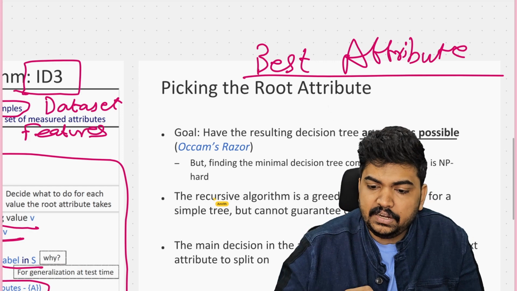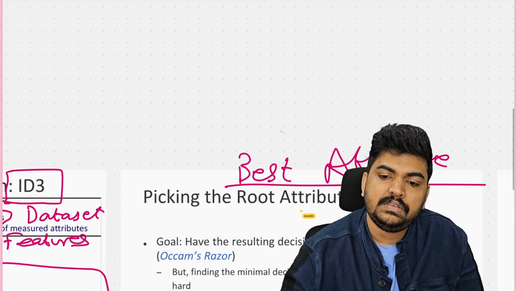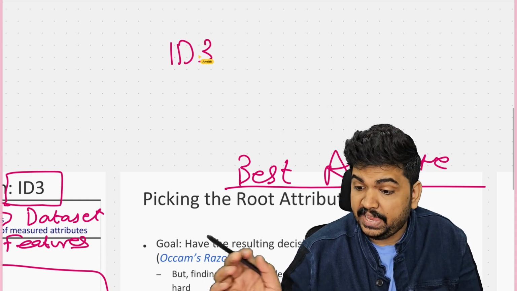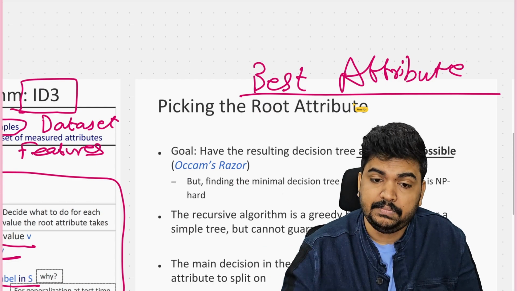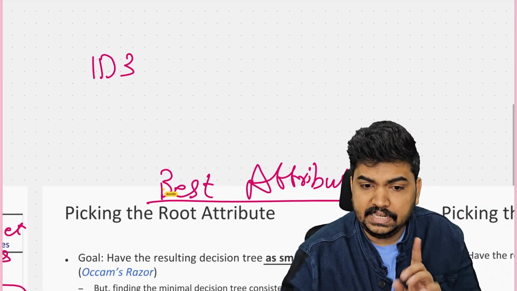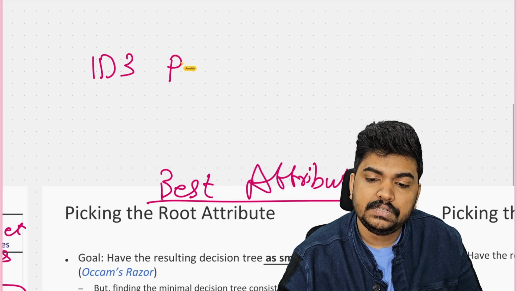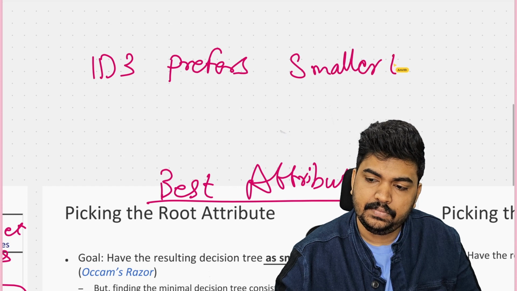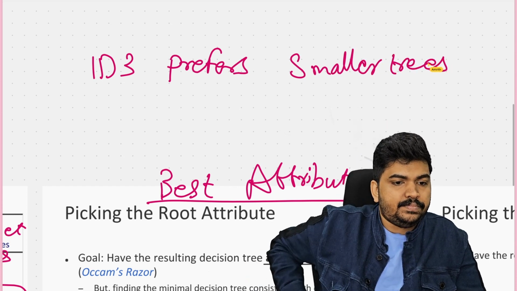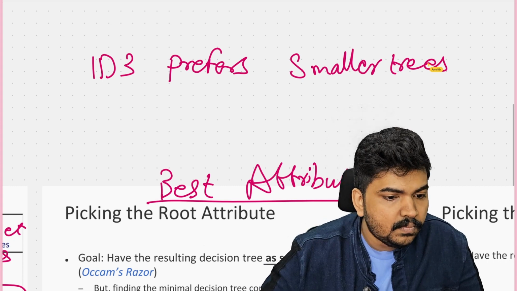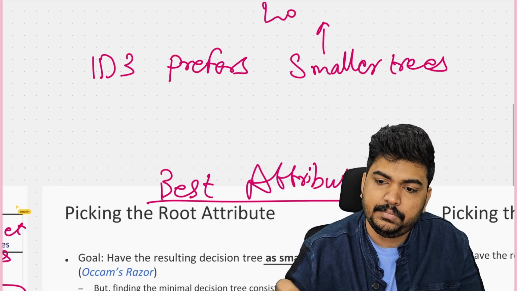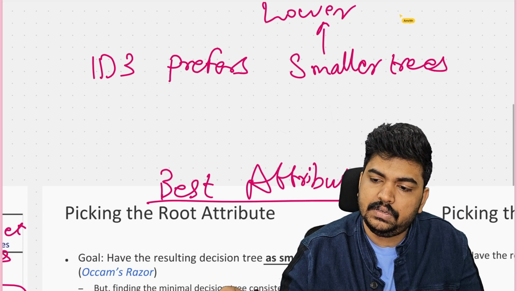So that is ID3. In a different algorithm, it can be different. That's why I said there are multiple valid ways to think about the best node selection approach. But ID3 prefers smaller trees. And what is small here? That is trees with lower heights. Let me write that properly. Lower heights.